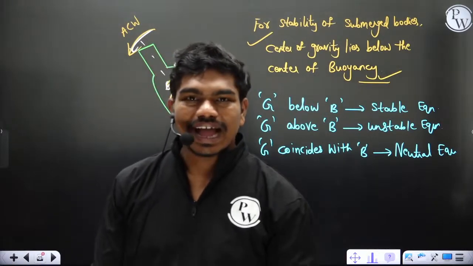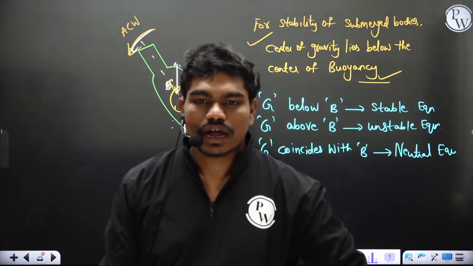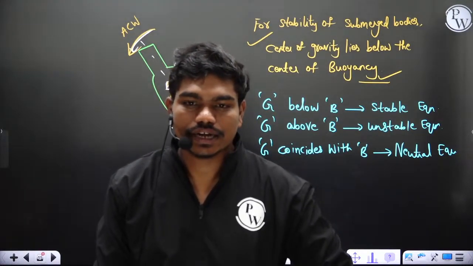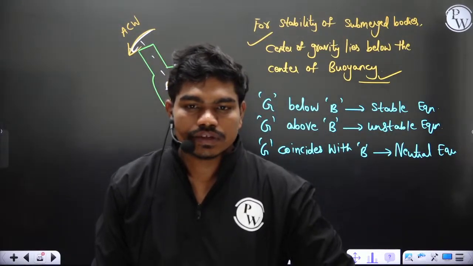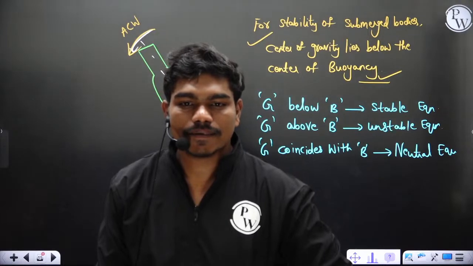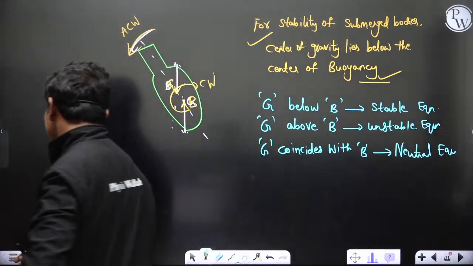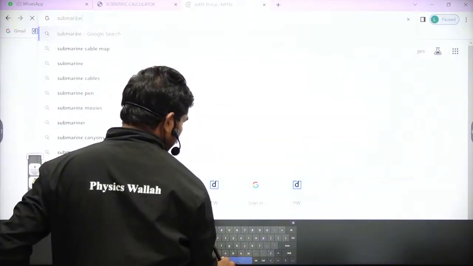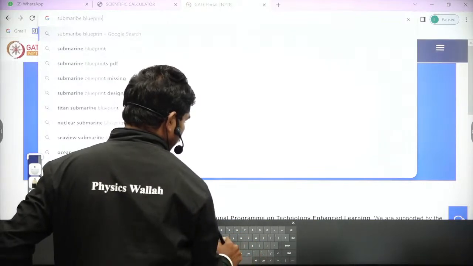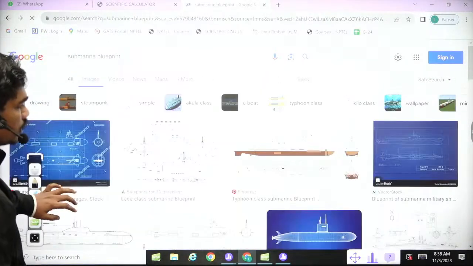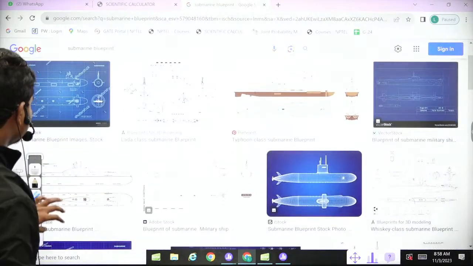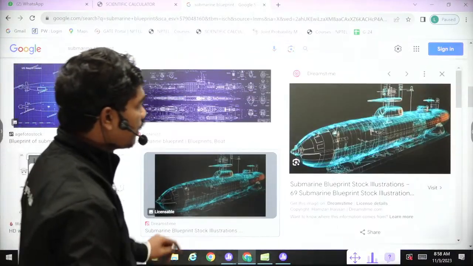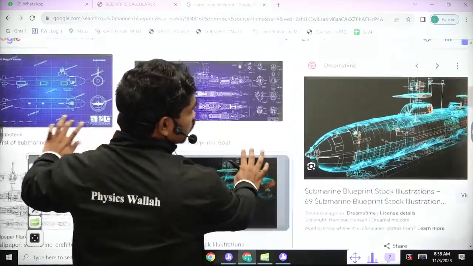Okay, have you ever seen a submarine at any point? Have you ever gone into a submarine at any museum, or in Vizag we have one, INS Kalyani? Did any of you see any submarine? Photos? Yes, you saw photos, okay, I will show you a photo then. Submarine blueprint. If you see, this is a good image, maybe. Normally, this is actually a submarine. So you can see the submarine blueprint.